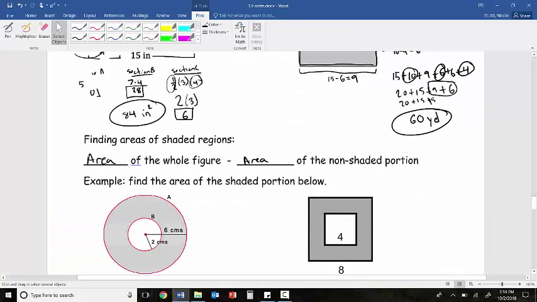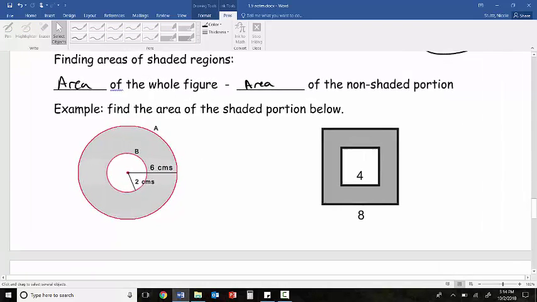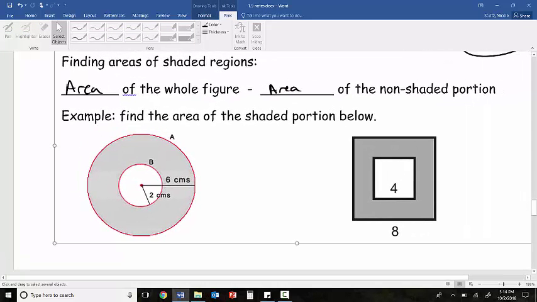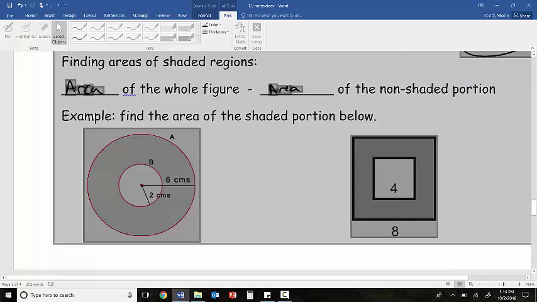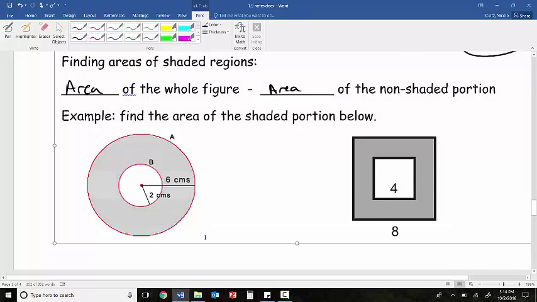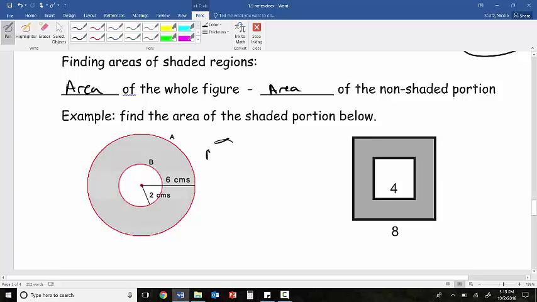So what we like to do is go from composite shapes to shaded regions. First, find the area of the whole figure. So the biggest shape that you can see in the picture, find the area of that. You're going to subtract the area of the non-shaded portion. So we're going to write area of the big picture minus the area of the small picture. That will be the whole image versus the white portion, and that will give you your shaded.